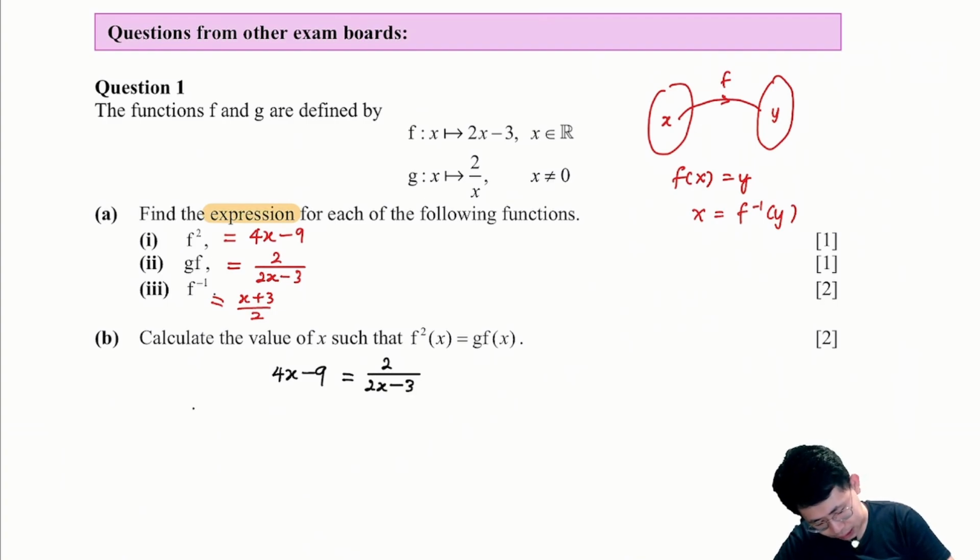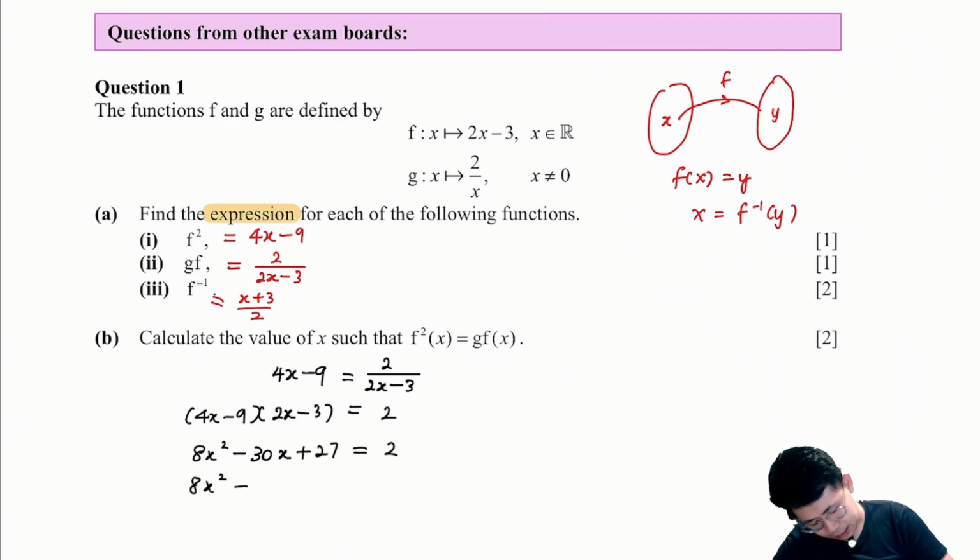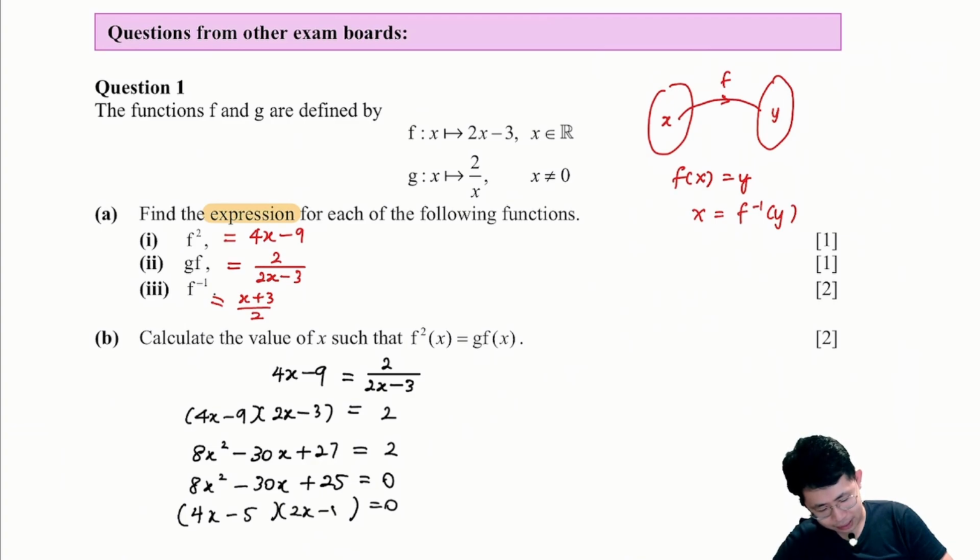So what we'll do is multiply them, and try to solve for x because we are calculating the value of x. Over here, when I expand, 8x squared minus 30x plus 27 equals 2. Moving this over, I will get 25. Factorizing this will give me 4x minus 5 and 2x minus 5.